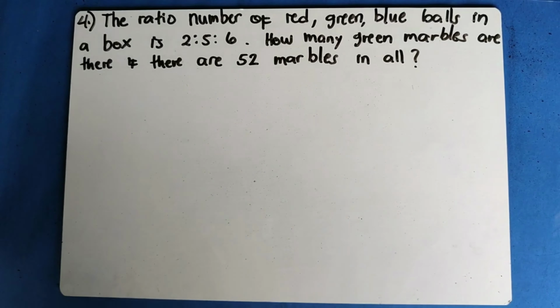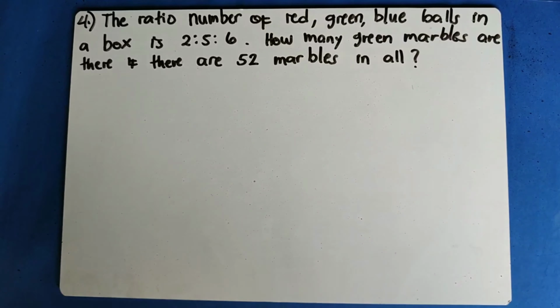We have here the fourth example. What if tatlo na yung variables natin or tatlo na yung ratio natin? Okay? So we have here the example number 4. The ratio number of red, green, blue balls in a box is 2:5:6. How many green marbles are there if there are 52 marbles in all?